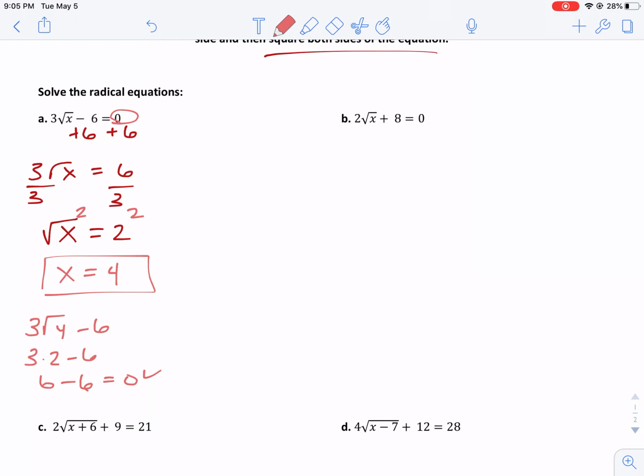Okay, for B, we're going to subtract 8 from both sides. So we would have 2 root x equals negative 8. Divide both sides by 2. We get root x equals negative 4.